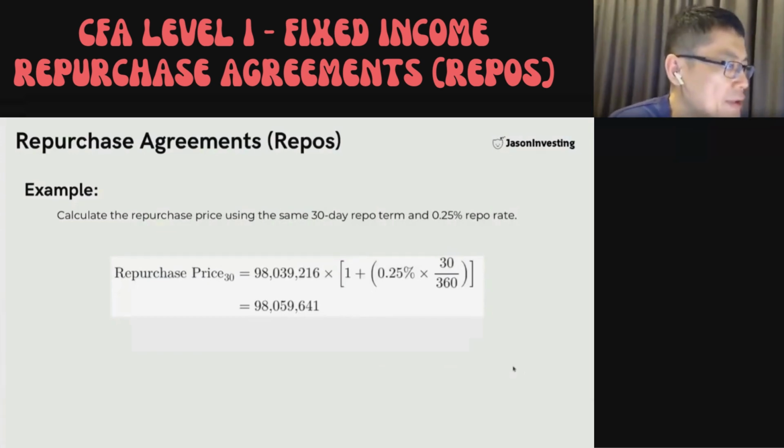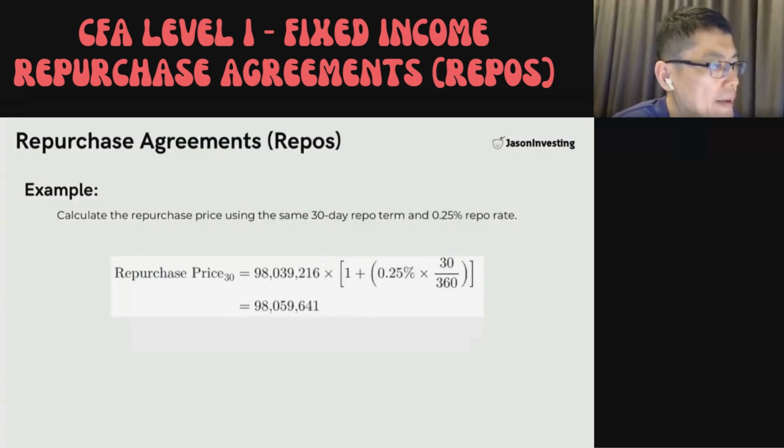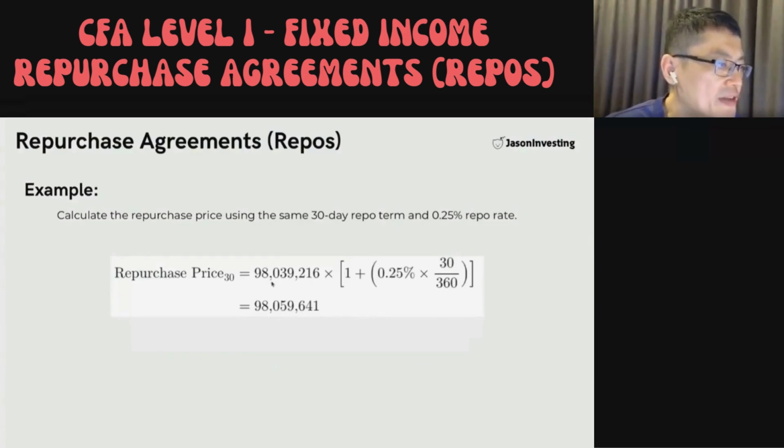We come to the repurchase price, which is the repo part. With the initial margin that we calculated, what this means exactly is that even though you're posting $100 million collateral, it will only be considered at a lower price of 98 million-ish. And calculating the repurchase price, we can see that the repurchase price is $98,059,641. So the difference between these two values would be the interest.